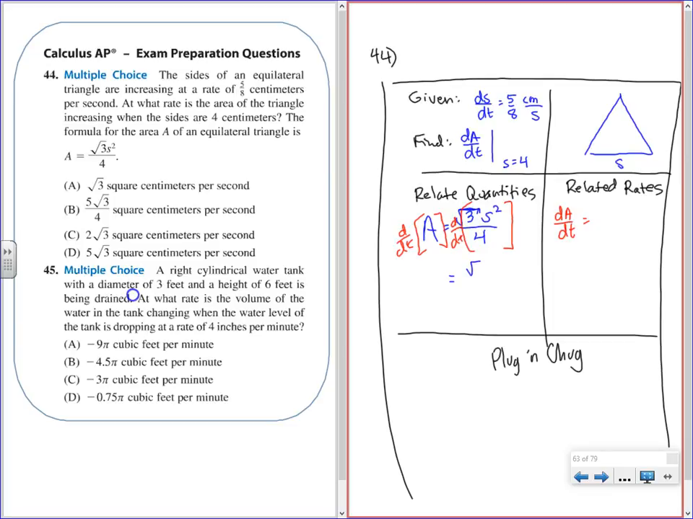Square root 3 over 4. Square root 3 is a number, 4 is a number, and then we have s squared. Doesn't that look easier? Square root 3 is a number, 4 is a number. It's a coefficient. Just pull that away from the s squared and then take d/dt.